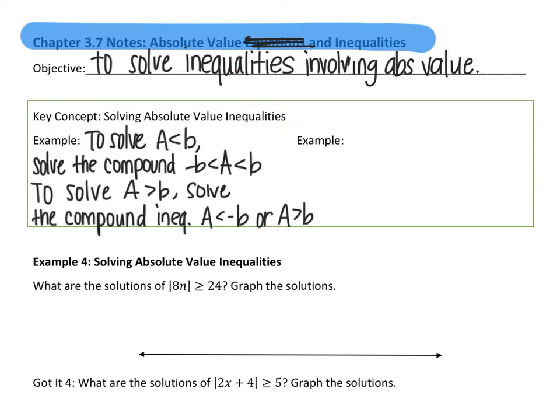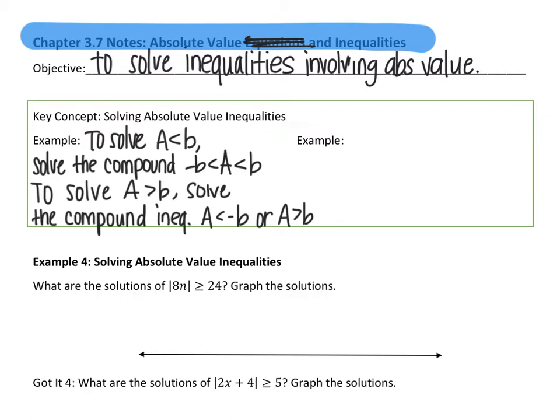Before we can start solving, we need to talk about what you really need to know in order to solve these. If I have an inequality where the absolute value of A, the expression part, is less than B, the number, then you are going to solve the compound inequality, negative B is less than A, and A is less than B. If you have a greater than inequality, you're going to solve the compound inequality, A is less than negative B, or A is greater than B.